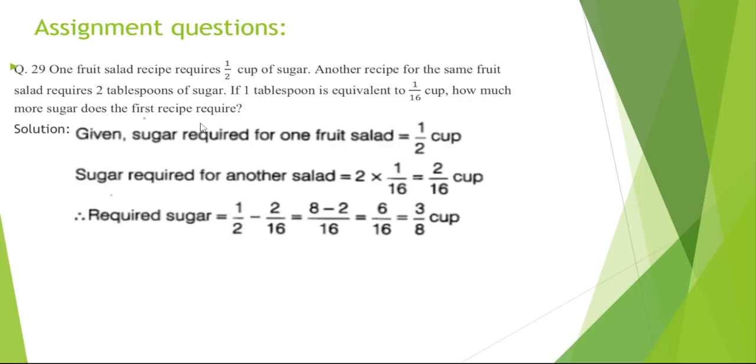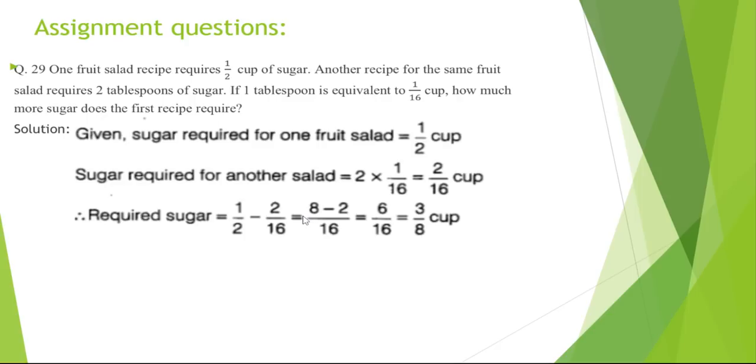So, for the first fruit salad recipe, you need half a cup of sugar. Now, for another salad, they have given us an equivalency in the question. So, 1 tablespoon is 1 by 16, but the recipe required how many tablespoons? 2. So, what you'll get is 2 into 1 by 16, which becomes 2 by 16. Or you can also write this as 1 by 8.